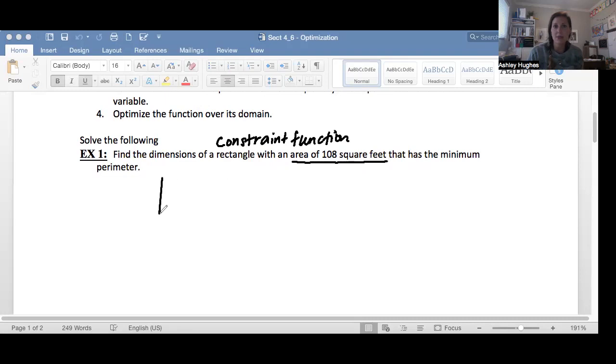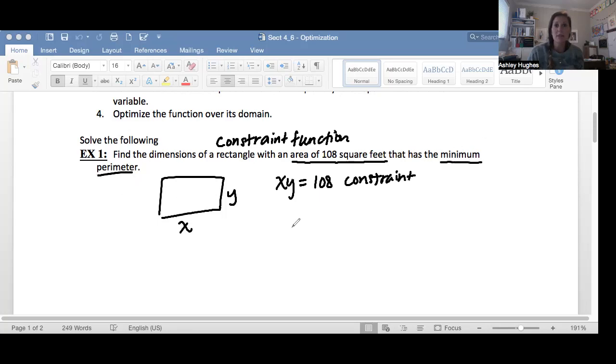So in this case, I'm going to draw a rectangle so we can give some variables here. How do I find the area of a rectangle? X times Y. Now, X times Y must be 108. This is the constraint. It is always going to equal 108. That's not going to change. But what's going to change is the perimeter, and we're trying to minimize the perimeter.